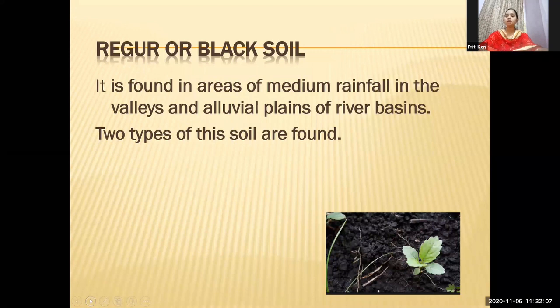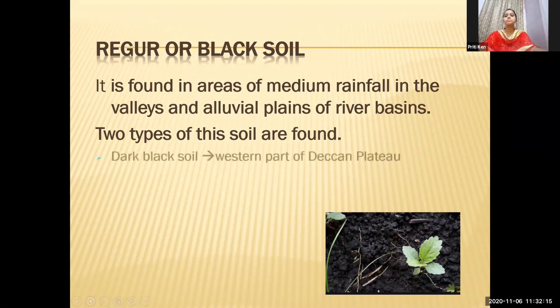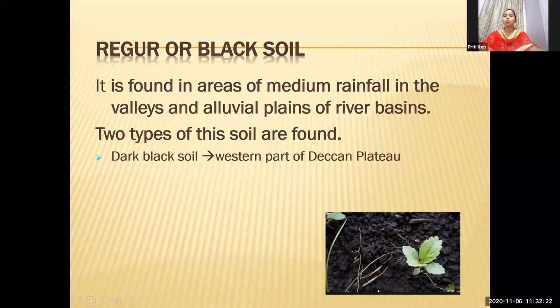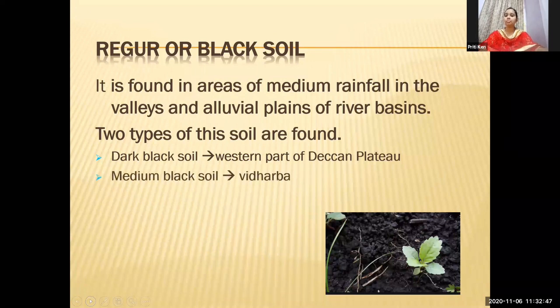There are two types of this soil. Which are the two types that we are going to see here? One is dark black soil. Yes, एकदम dark black soil. It is found in the western part of the Deccan Plateau. You must have seen that Maharashtra is divided into plateau, plain, Deccan Plateau, in the western part Sayadri, Vidarbha. It is divided into that many parts. So dark black soil is found in the western part of the Deccan Plateau. Now see the second, that is medium black soil. It is found in the Vidarbha region.